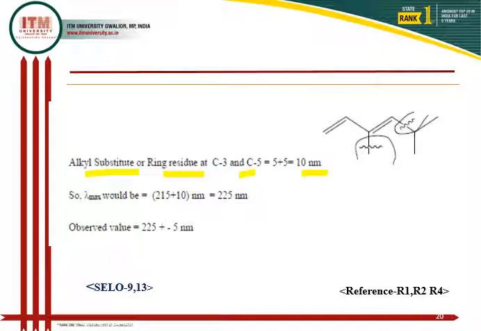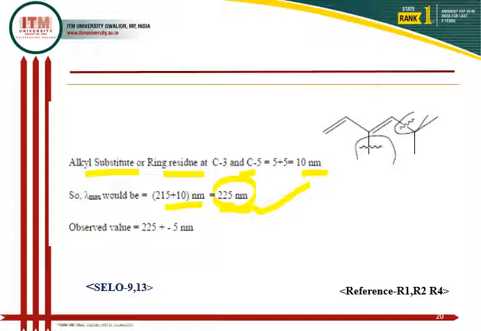So what would be its lambda max? It is 215 plus 10. What should the answer be? 225 nanometer is the right answer. For this acyclic diene, the lambda max should be observed at 225 nanometers. So this is the value you get by the structure.